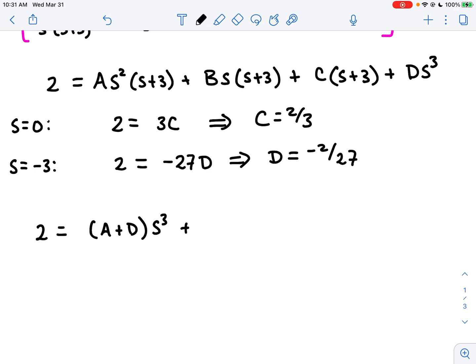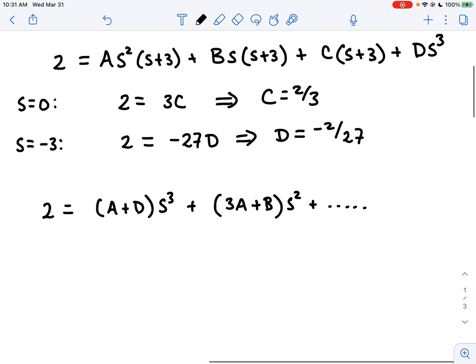Now let's shift to the s squared terms. Now there's going to be an A s squared times 3, so there's going to be 3A s squared. There's a B s squared, and that's going to be the only s squared terms out of all this. So we're going to have a 3A plus B times s squared. Now I could continue expanding and regrouping, but I see that I don't need to because this will be enough information for me to find both A and B.